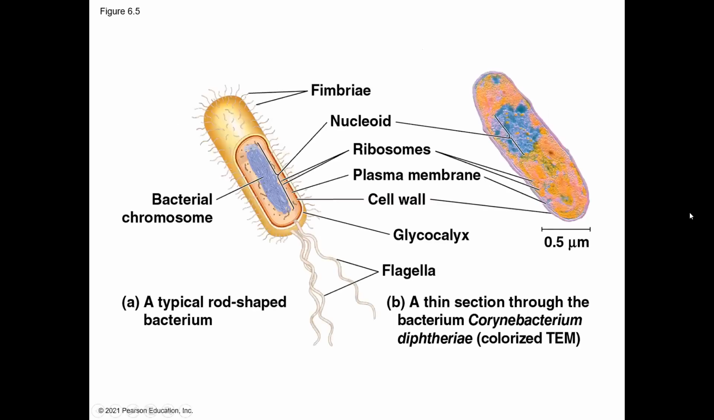Now, here is a diagram of a prokaryotic cell. So, in the prokaryotic cells, you can see that you have a nucleoid, which is the region where the DNA is usually clumped together. And then you have ribosomes that are located within that.